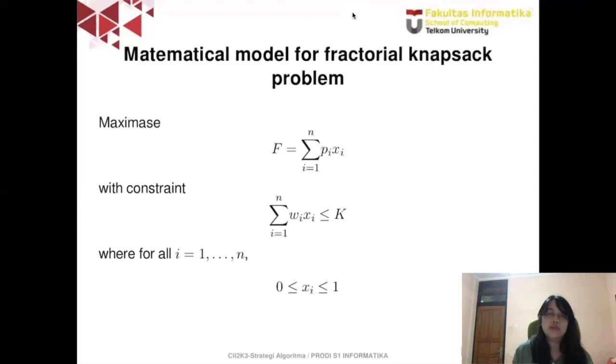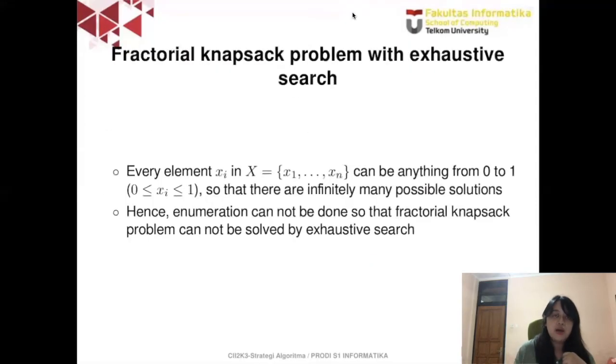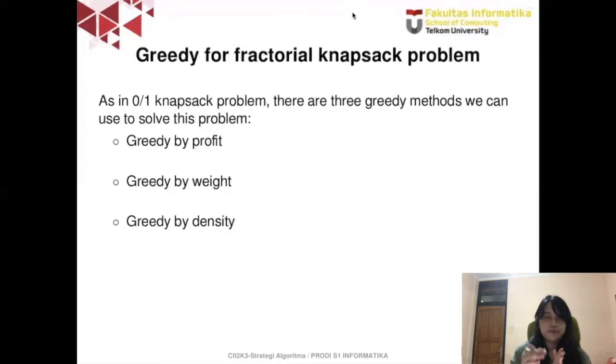So the mathematical model for this is the same, but we just have different possibilities for x. And it cannot be done by exhaustive search because we have infinite possible solutions. x can be anything between 0 and 1, which is infinite. So we don't have 2 to the power of n, right? So this problem cannot be solved by exhaustive search.